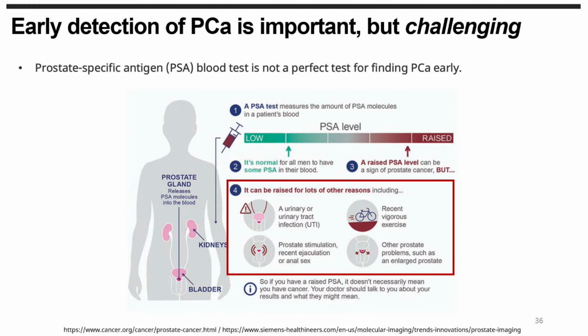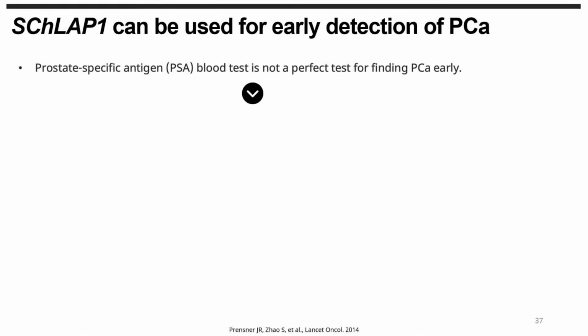So far, we have the prostate-specific antigen, or PSA, blood test for detection of prostate cancer. However, it is far from perfect because a high PSA level doesn't necessarily mean that you have cancer. PSA blood level can be higher for lots of different reasons, including a simple urinary tract infection as well as even recent vigorous exercise. So yeah, early detection of prostate cancer is extremely important. However, at the same time, extremely challenging.